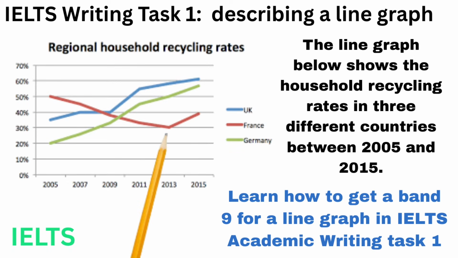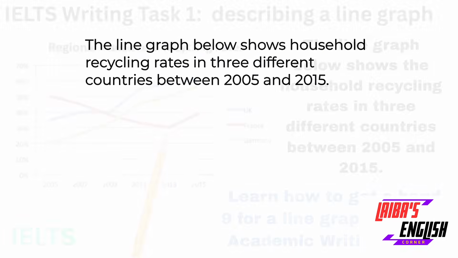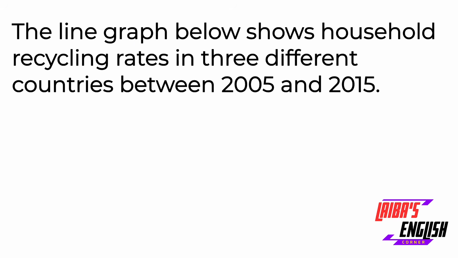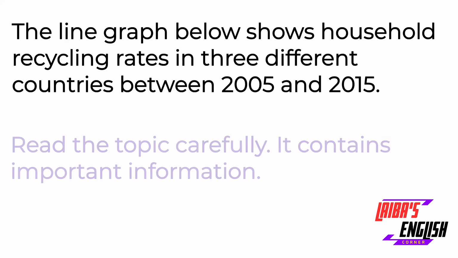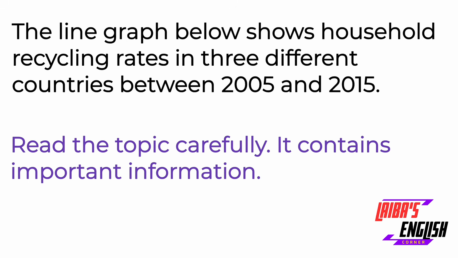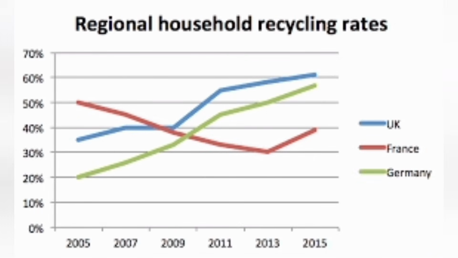So this line graph states: the line graph below shows household recycling rates in three different countries between 2005 and 2015. It's very important for you to understand the main statement of the line graph. The main statement contains very essential information which is very helpful when you are going to present your answer in the paragraphs. Specifically, paragraph 1 is all about paraphrasing, so it's very important to know the statement well.